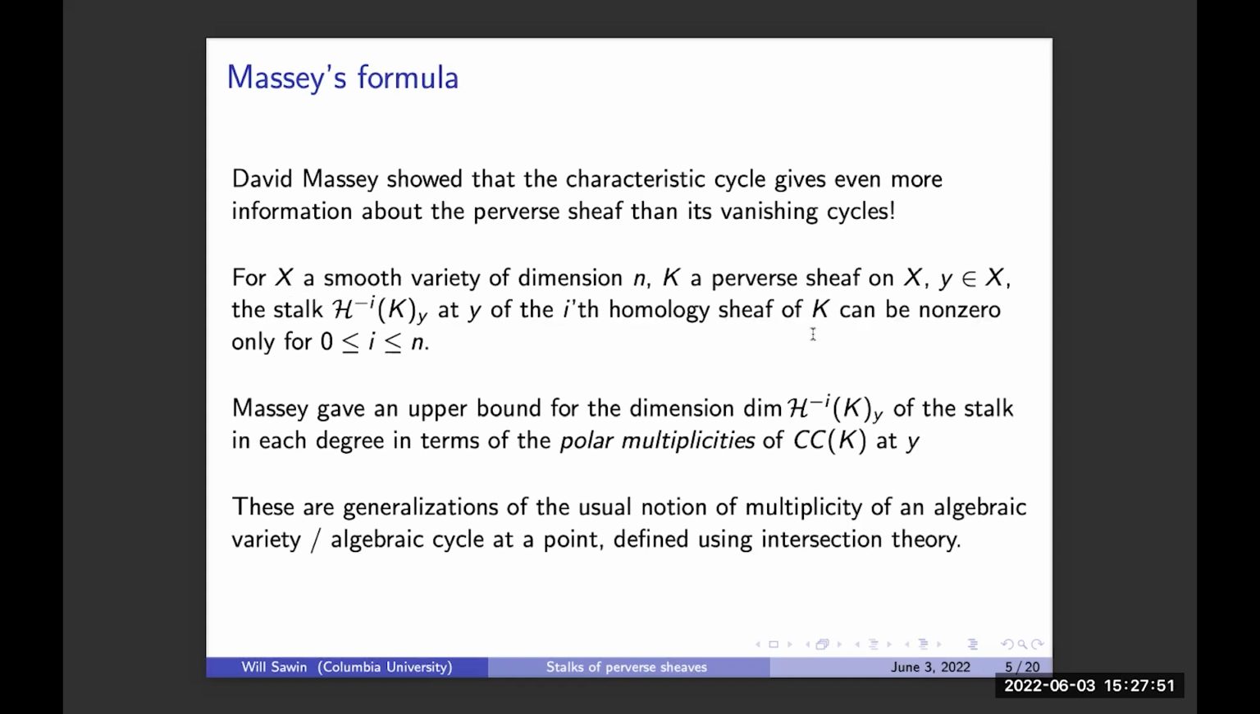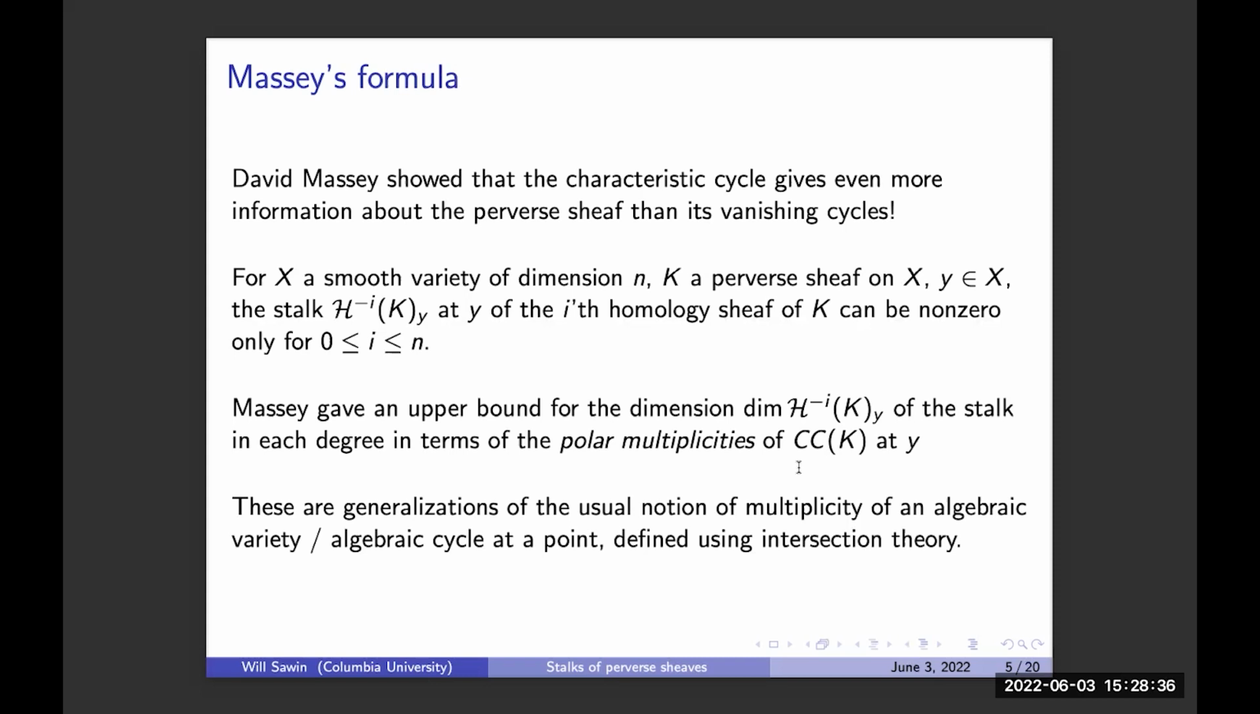And so to describe what he's doing, let me first mention that given a perverse sheaf, its cohomology can be non-vanishing only in degrees from 0 to minus n. And so when we're trying to understand the stalk at a particular point, we need to figure out how big is the stalk? What's the dimension of the stalk in degrees from 0 to minus n? And what Massey did was give an upper bound for that dimension in each degree in terms of some intersection-theoretic invariants of the characteristic cycle, which are called the polar multiplicities of the characteristic cycle.